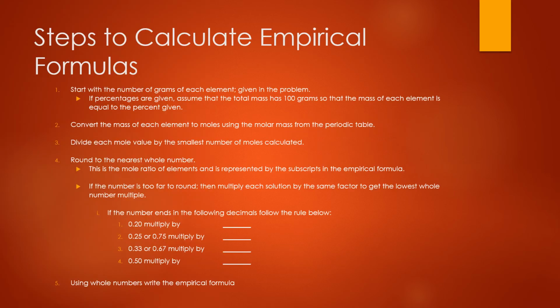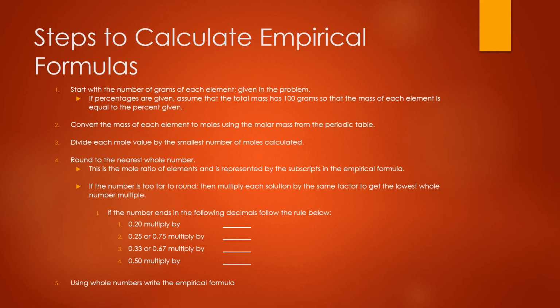So to determine the empirical formula, you've got to follow these 5 steps. The first thing you're going to do is figure out the number of grams of each element in the problem. Remember that if we are given percents, they always add up to 100%. So if it's 55%, we can just say it's 55 grams. After that, we're going to convert each mass to moles using the periodic table. Then we're going to divide each mole value by the smallest calculated moles. All right, step 4 is we're going to round to the nearest whole number.